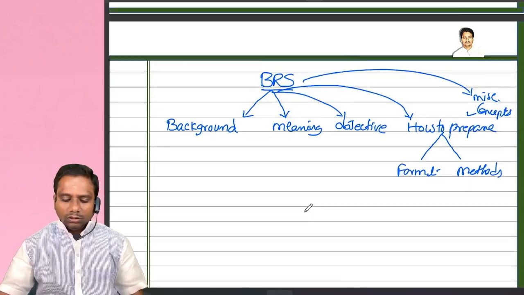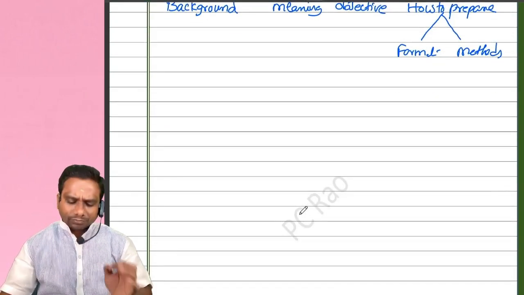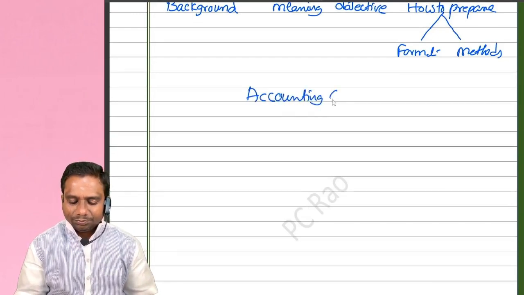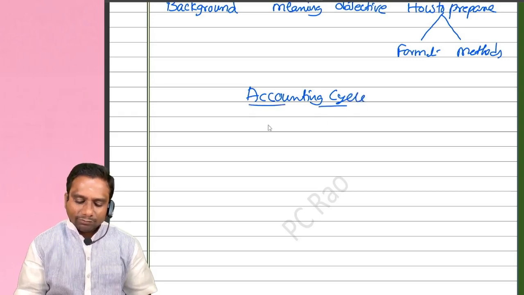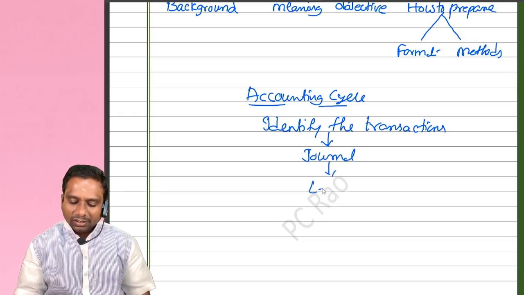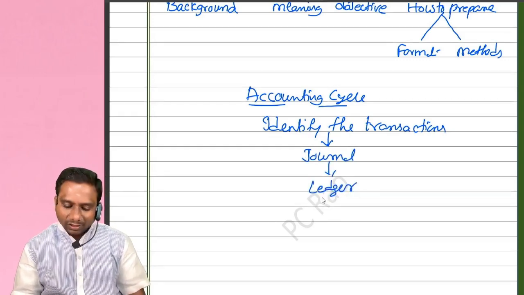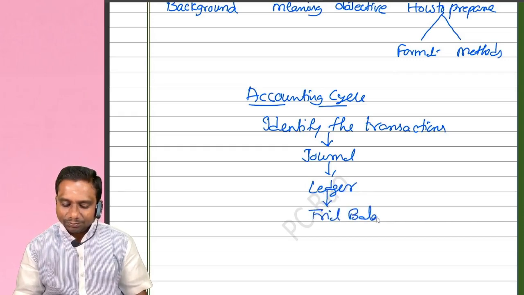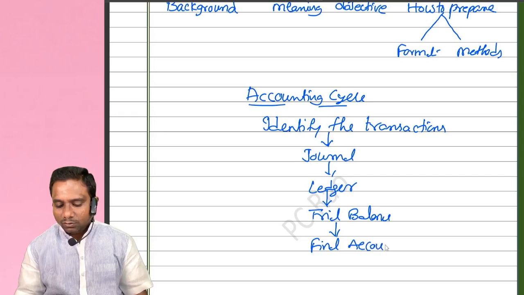Okay, now let us quickly revise the accounting cycle. Can you tell me the accounting cycle first step? Identify the transactions. Identified transactions are recorded in the journal. Recorded transactions are posted into the ledger, and ledger accounts are balanced. After that, we prepare a trial balance. After that, we prepare final accounts. This is our accounting cycle.